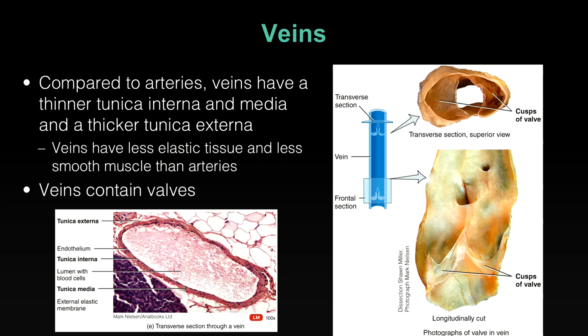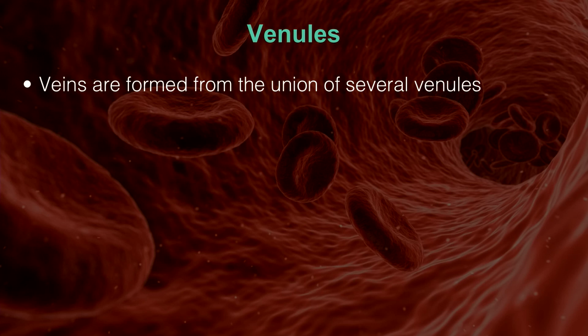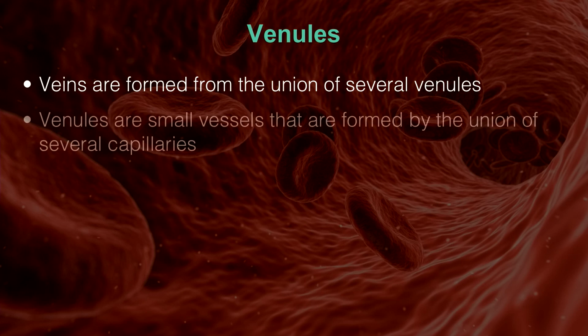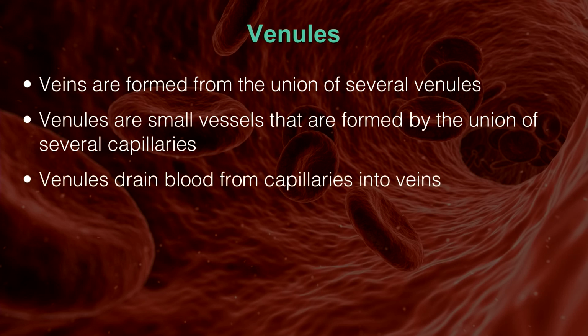So the large veins returning to the vena cava are only formed from the anastomosis of multiple venules. Veins are formed from the union of several venules. The venules are just small veins, and they in turn are formed by the union of several capillaries. They have very similar function and structures, and they serve only to transfer blood from the capillaries into the veins proper.